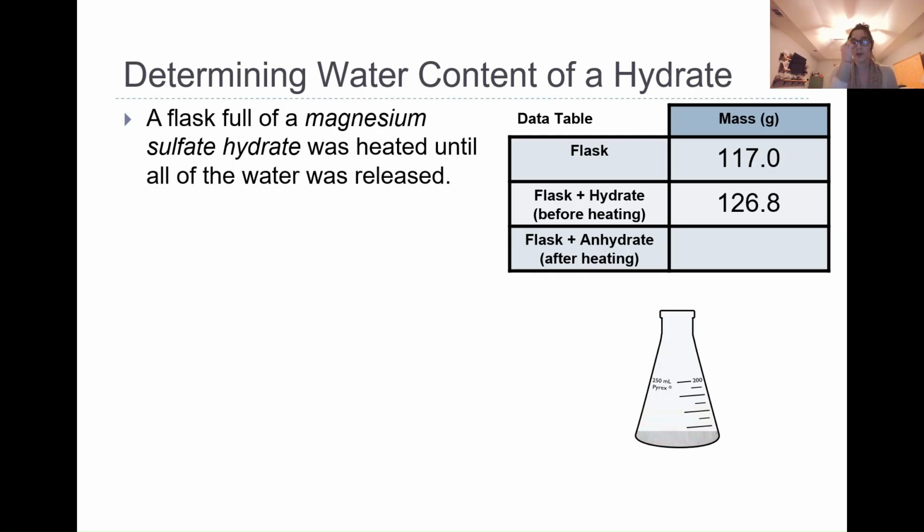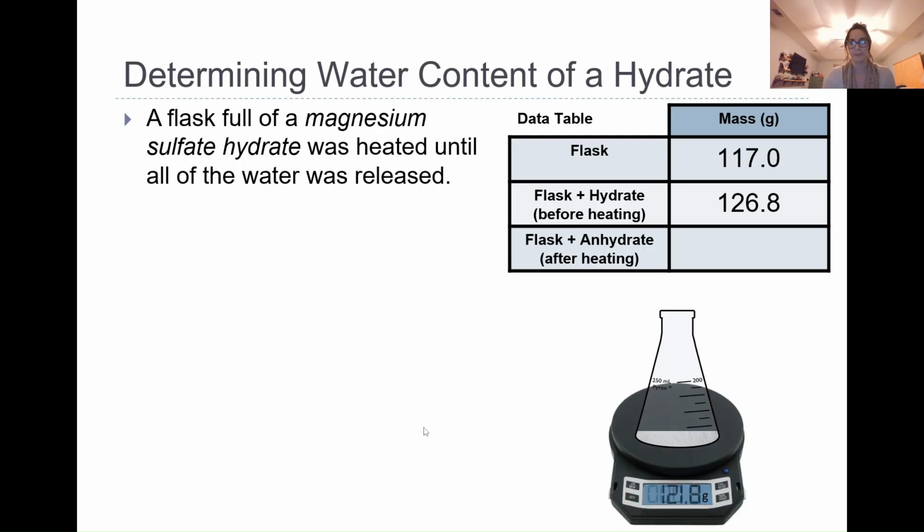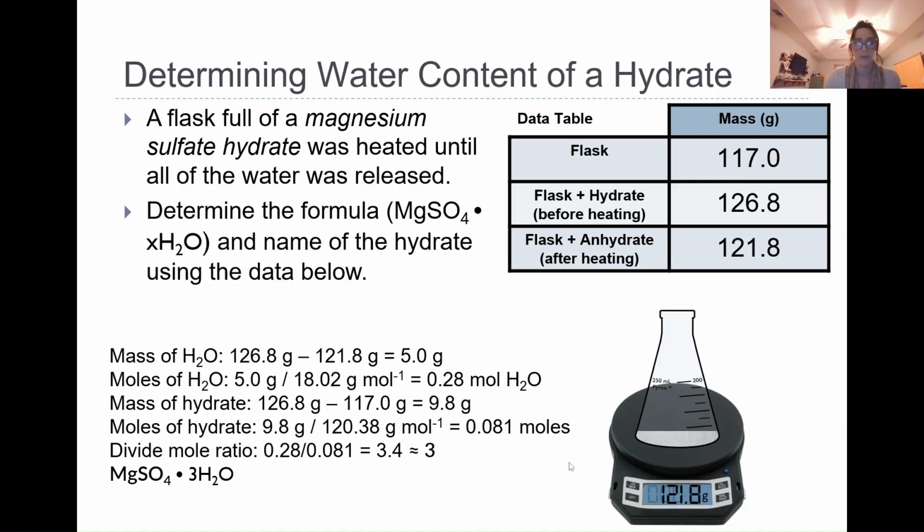And you usually want to do several steps where you heat it, let it cool down, weigh it, heat it, let it cool down, and weigh it. And you want to make sure there's no change between each round of heating. That way you know you have fully released all of the water molecules. And you also don't want to weigh it when it's hot because that can definitely affect your reading of the mass. So after it is completely heated and all the water is removed, you can measure the flask plus the anhydrate to be 121.8 grams.